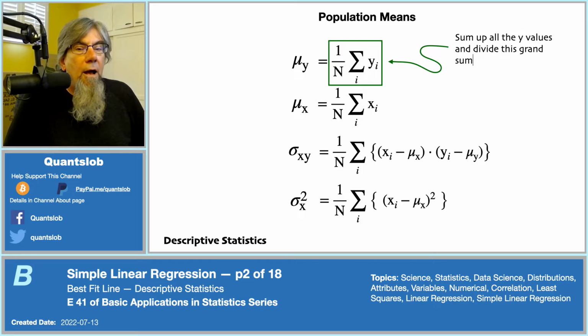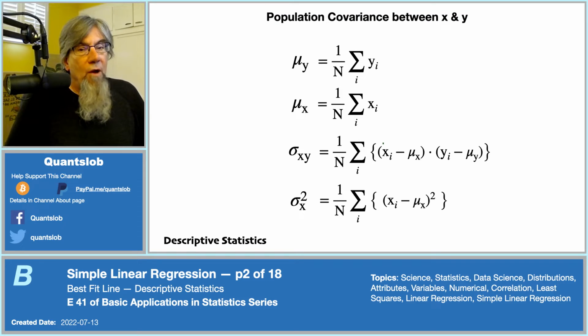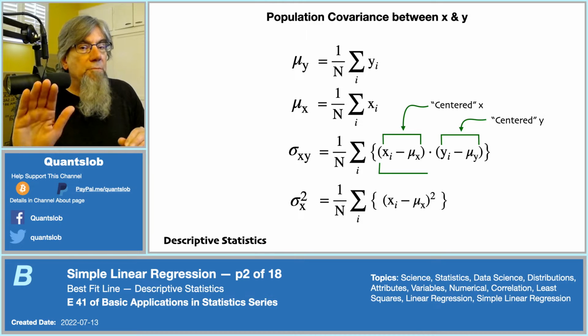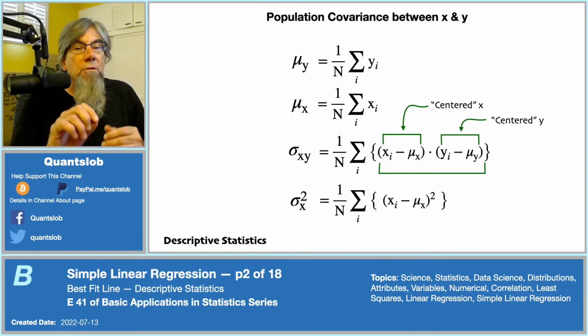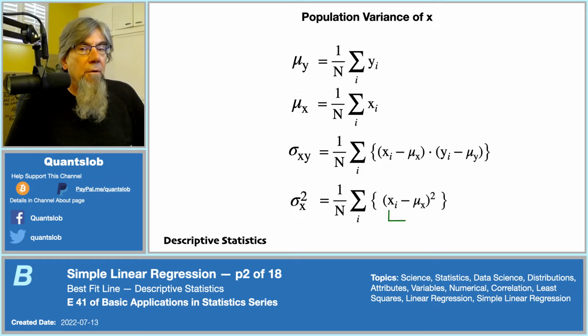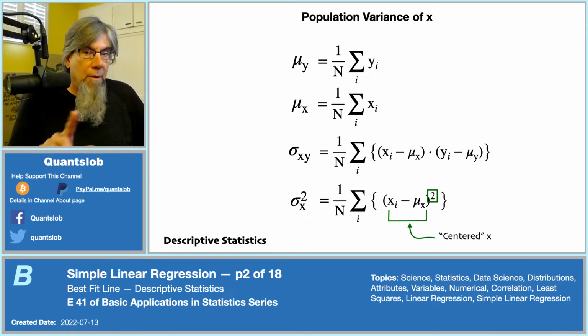Same deal for x. For the covariance, for each observation, we center both x and y, mean center, subtract out the means, respectively, x and y. We take the product of the two, and then after that we sum up all these products and divide by the number of observations. Lastly, for the population variance of x, for each observation, we center x, mean center it, and square it. Same thing as multiplying it by itself. Then we sum up all these squares and divide by the number of observations, capital N, in our population.